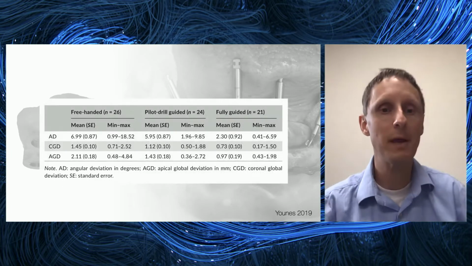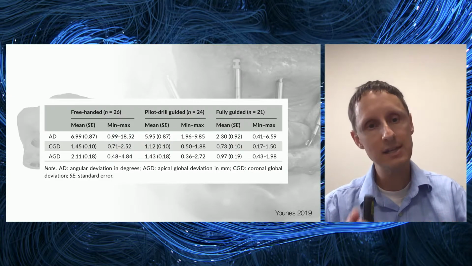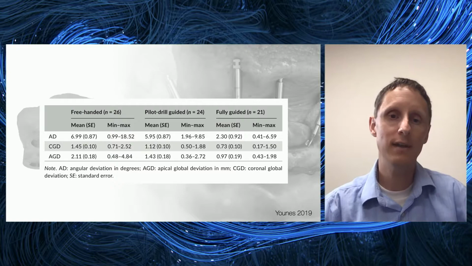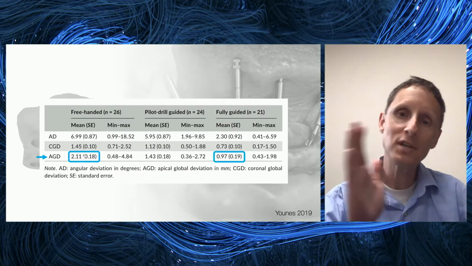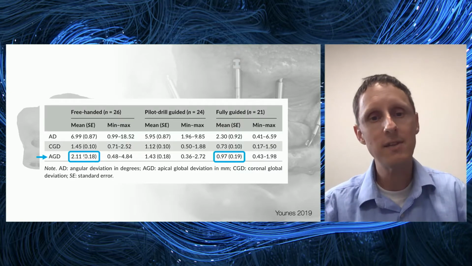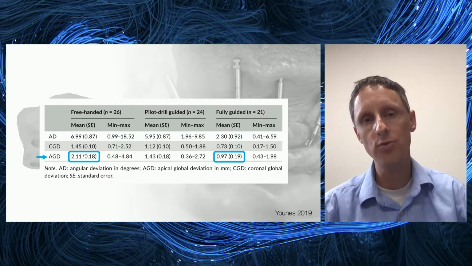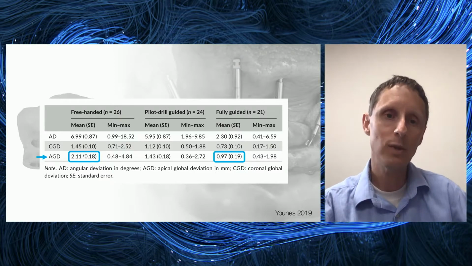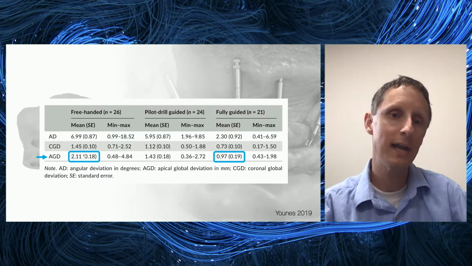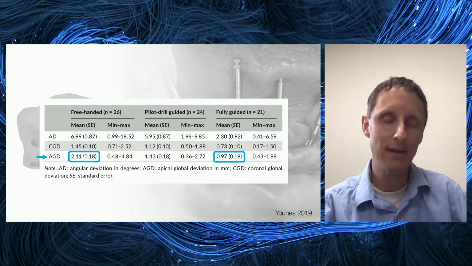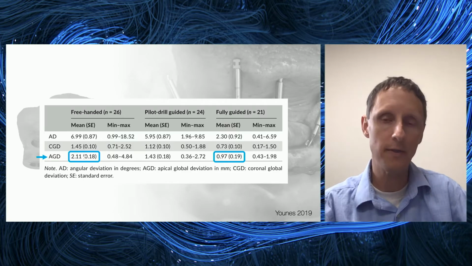And I really enjoy this paper because they've compared freehand surgery to pilot guides to fully guided surgery. What you can see when you look at the apical global deviation, that's how much it is off from the plan, is that fully guided surgery will get your implant significantly closer to where you have planned it than we can achieve with freehanded surgery, to the tune of about 1 millimeter from fully guided to about 2 millimeters with freehanded surgery. And again, this holds up in most of the systematic reviews you see out there as well.